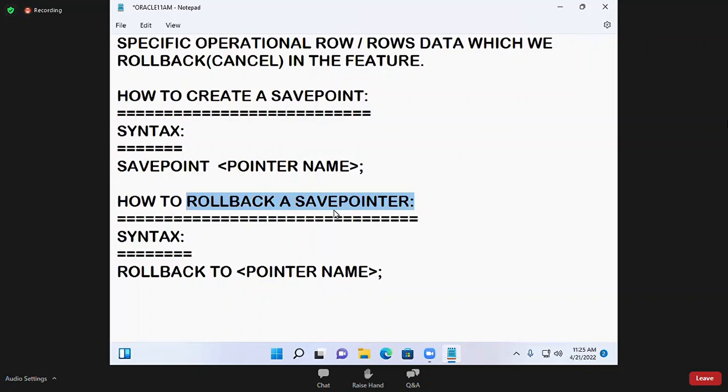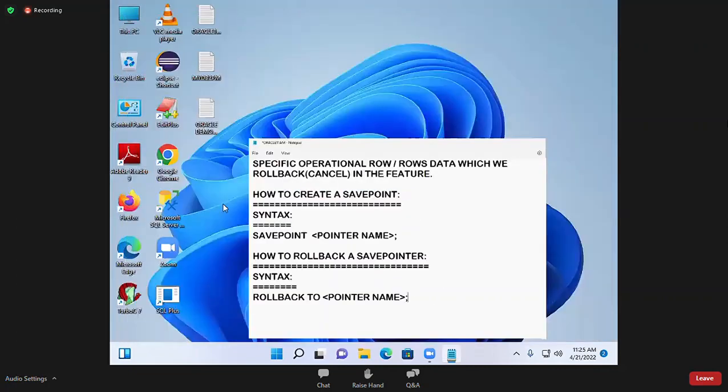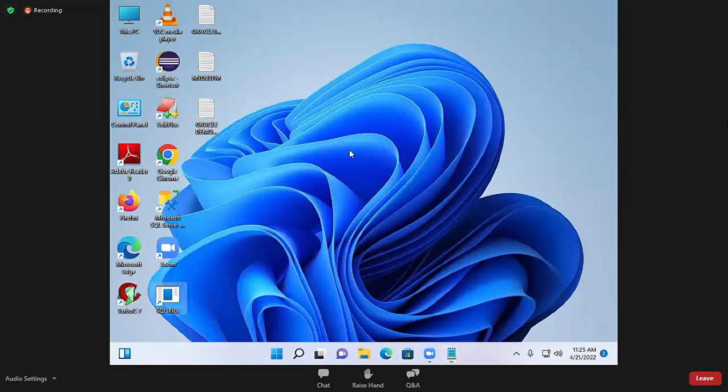This is only for rollback, the cancellation of your specific operation. For that purpose you can use it, but for commitment it doesn't happen. Now, these are the syntaxes for how to create your save point and rollback. Let me show you some examples practically, then you will get some idea.